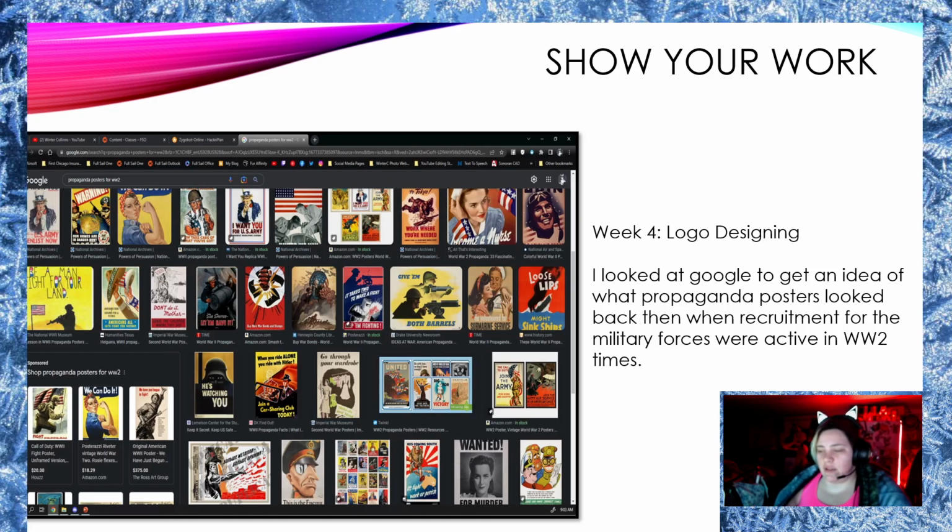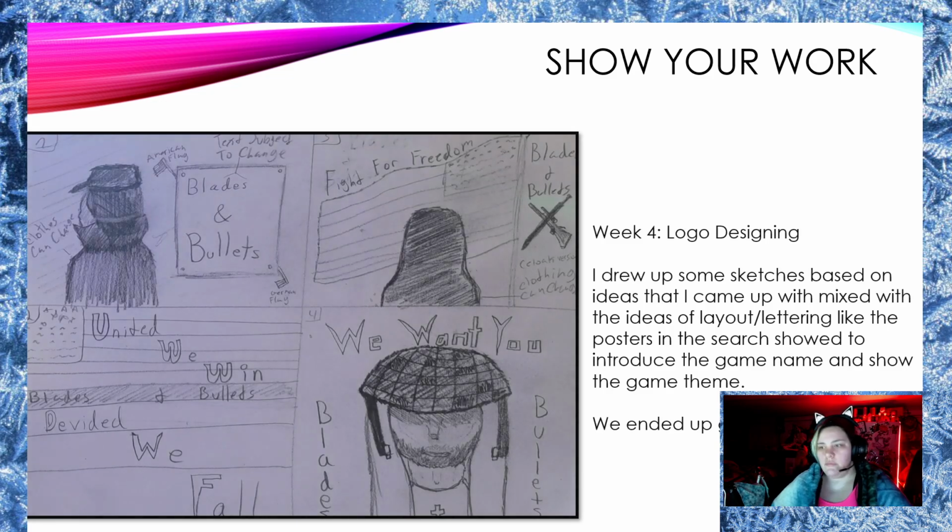I didn't know exactly what I wanted to go with, so I sort of took all of these, instead of taking the colors and the stuff from them, I used inspiration from the words and how it was worded and did some of my own sketches, and this is what came out of it. So I got some sketches.